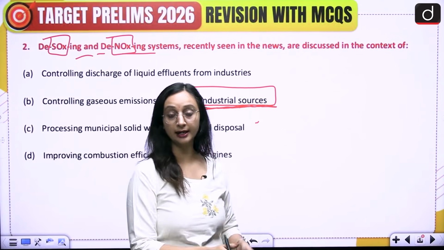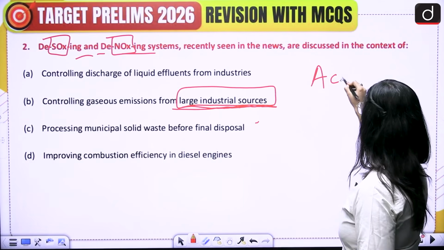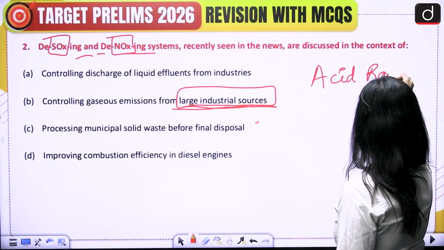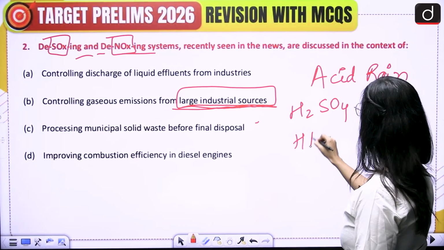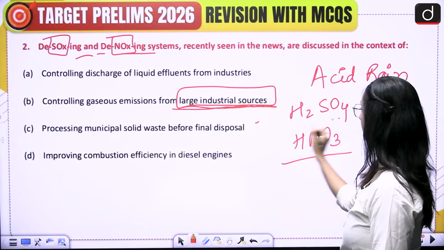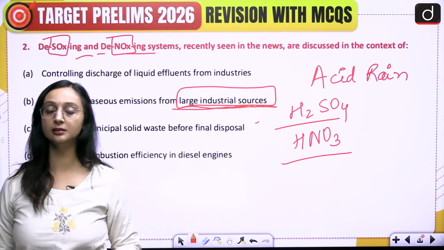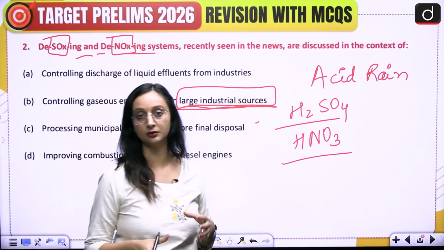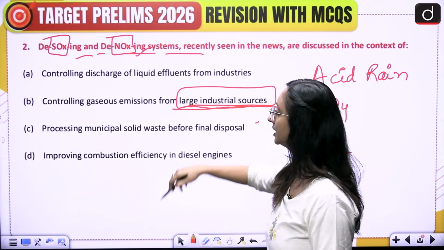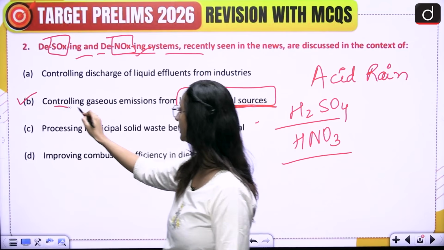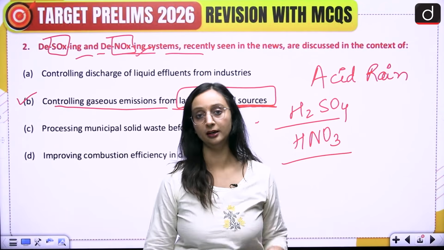And if they start reacting with the water vapors present in the atmosphere, they will also cause acid rain, because they will form sulfuric acid and nitric acid upon reaction with the water molecule. So these are air pollutants. These are gaseous pollutants that pollute the atmosphere. So these systems that we see over here, de-SOx-ing and de-NOx-ing systems, are a way of controlling gaseous emissions from large industrial sources in order to control air pollution.